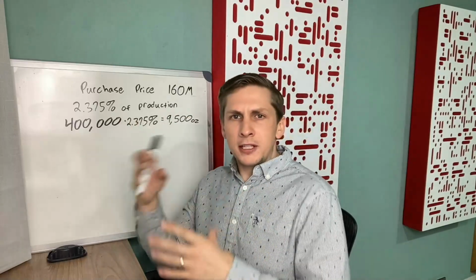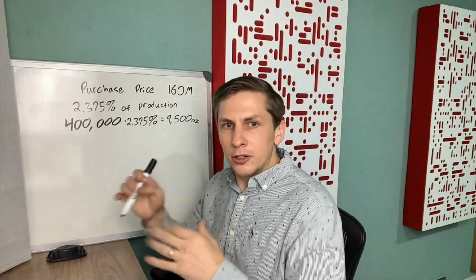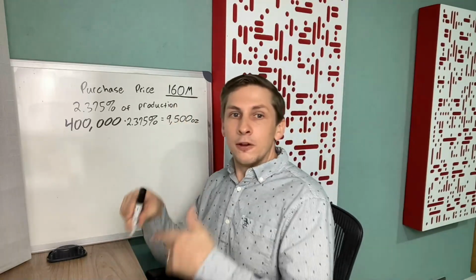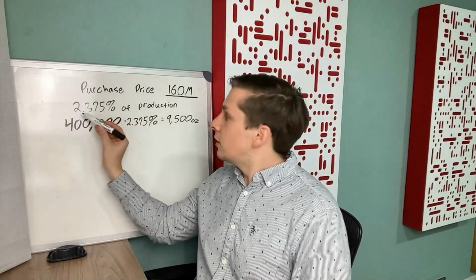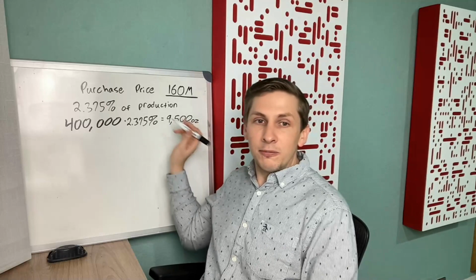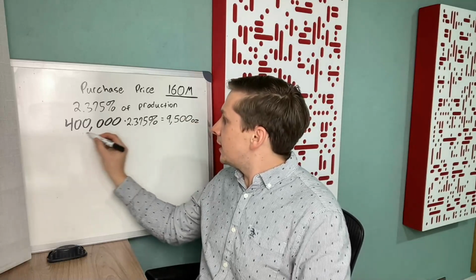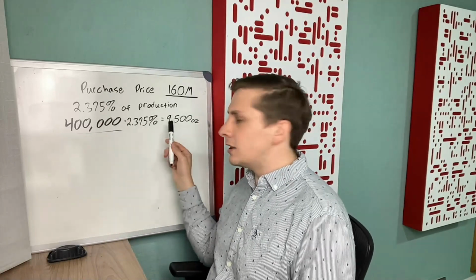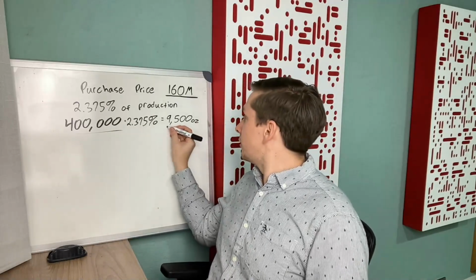This example that I'm going to show you here is from Sandstorm Gold's royalty, well, it's a stream actually, on the Greenstone mine that Equinox just finished building. So they bought this as a package of royalties, so there isn't an exact purchase price, but let's say the purchase price for this stream is $160 million. For that, they get, to start out, 2.375% of production. And this mine is set to produce 400,000 ounces a year to start out. So 400,000 times this percentage is 9,500 ounces a year. So that is Sandstorm's attributable production for year one.